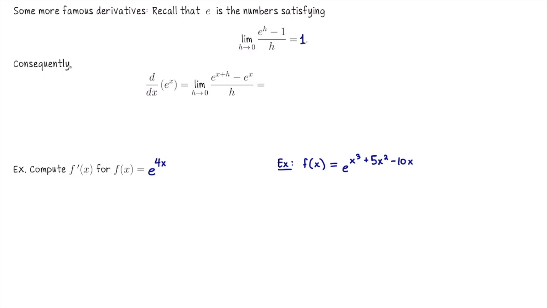This also gives us a way to differentiate e to the x at any other point x. So if y equals e to the x, what is y prime? Well, it's going to be the limit as h goes to 0 of e to the x plus h minus e to the x over h. And then I can factor out e to the x and write this as the limit as h goes to 0 of e to the x times e to the h minus 1 all over h.